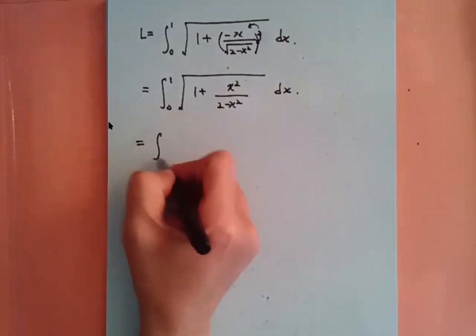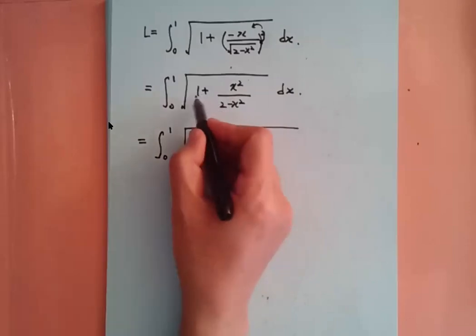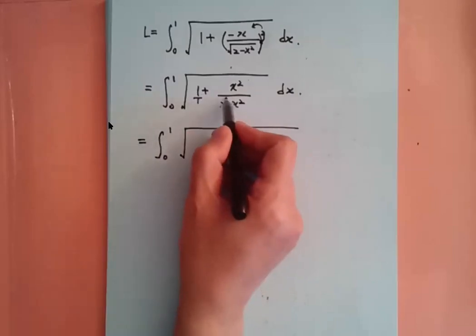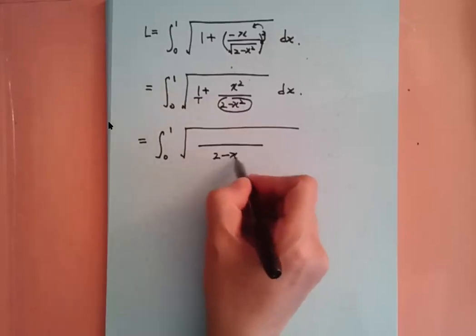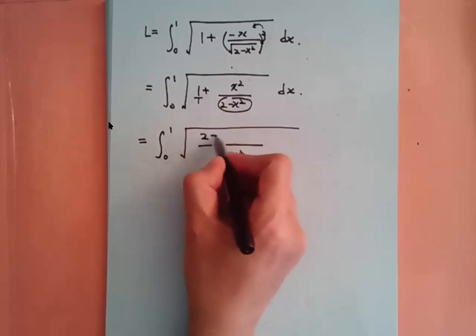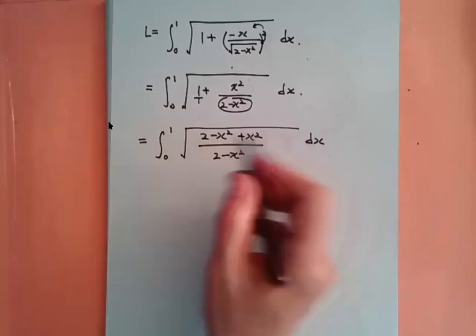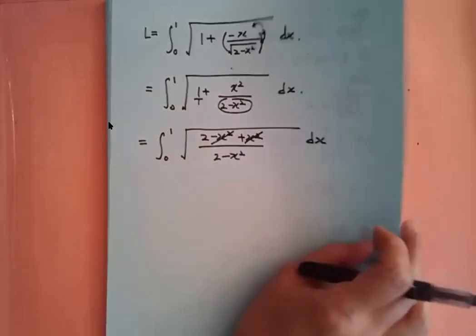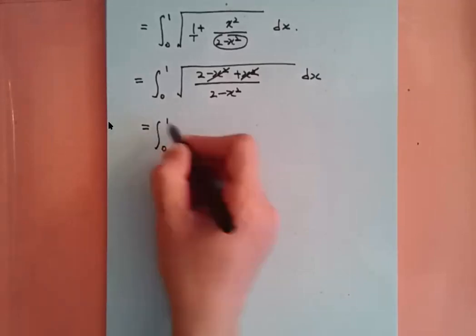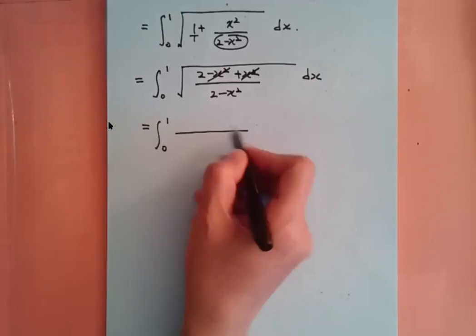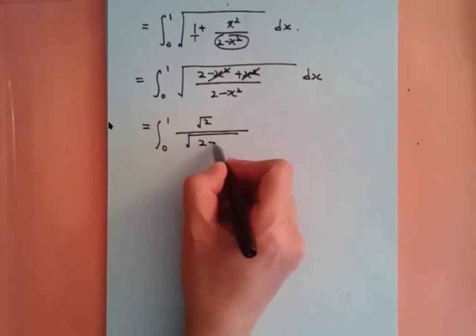The next step is we want to think about the common denominator. 1 is 1 over 1, and obviously the common denominator is 2 minus x squared. So the numerator is 2 minus x squared plus x squared, dx. And so the two cancel each other. So this one is from 0 to 1, the numerator is square root of 2 and the denominator is square root of 2 minus x squared, dx.